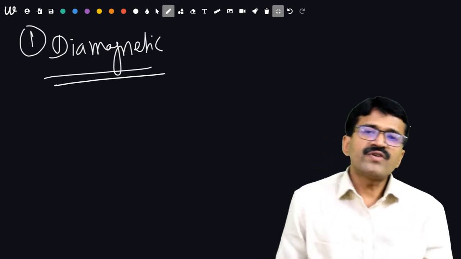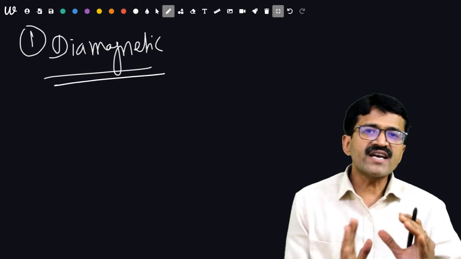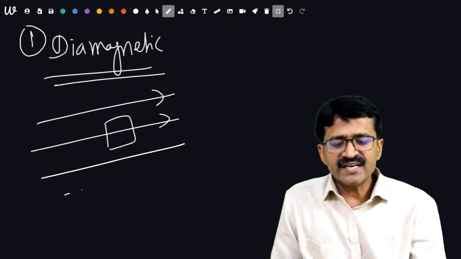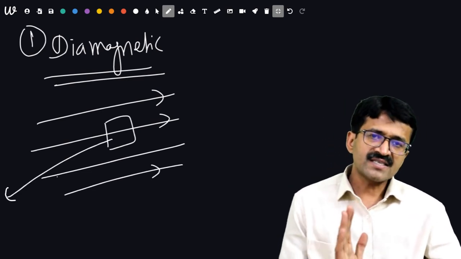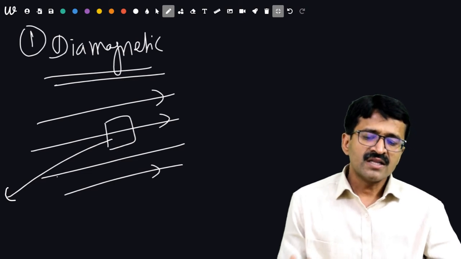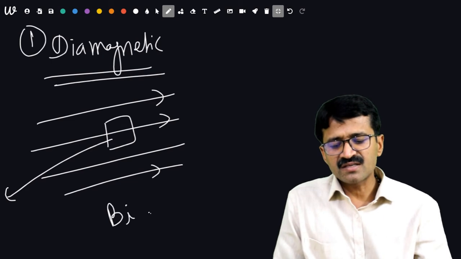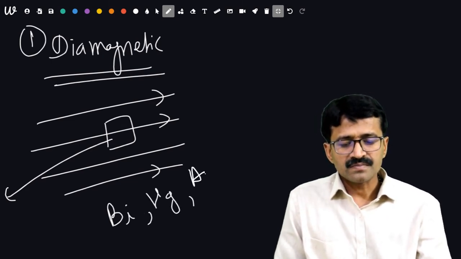Those materials which, when kept in an external magnetic field, experience weak repulsion. If the material is kept in an external magnetic field, it tries to move away from the magnetic material. It means it is feeling repulsion. These are the diamagnetic materials. These can be bismuth, mercury, gold or silver.